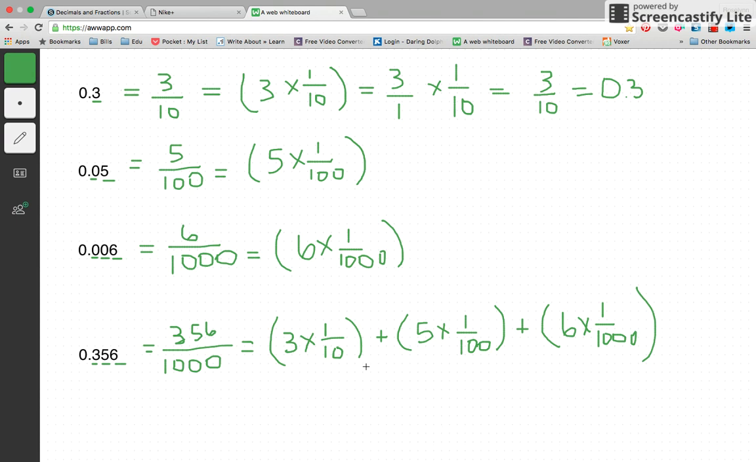So in order to write, let me change my pen color here. In order to write 356 thousandths in expanded form, I would write it this way.